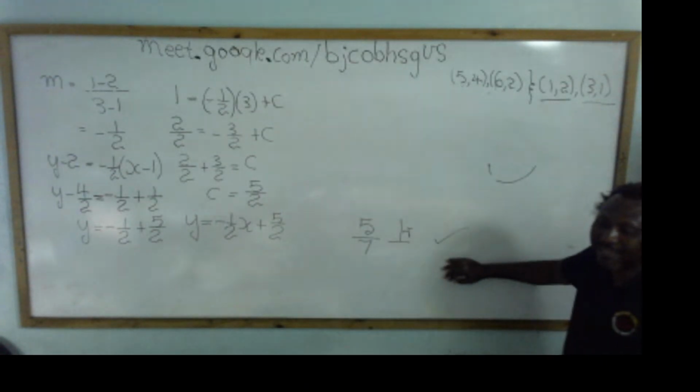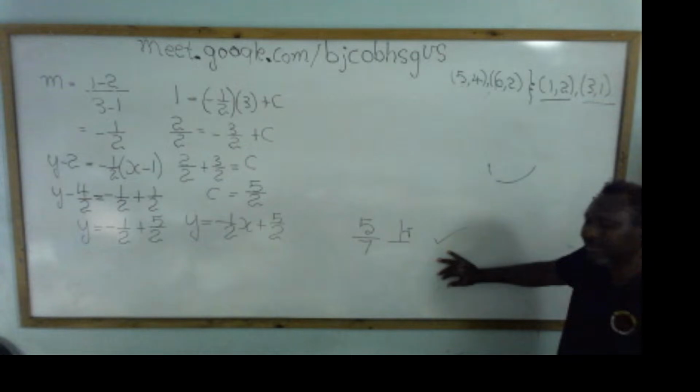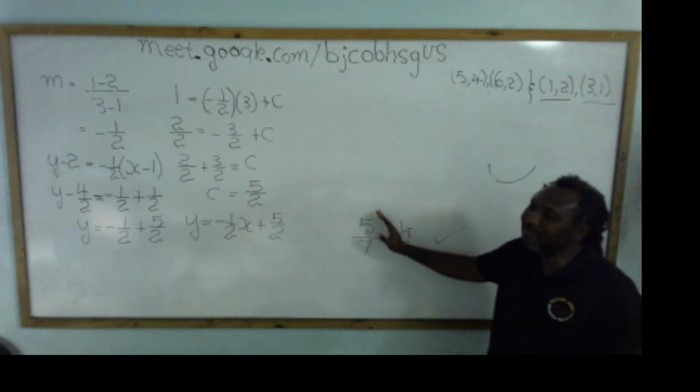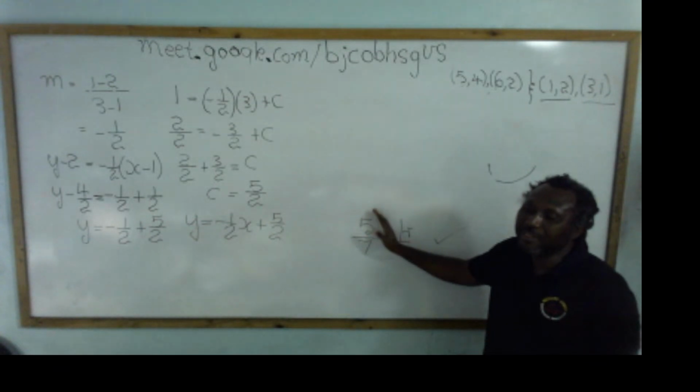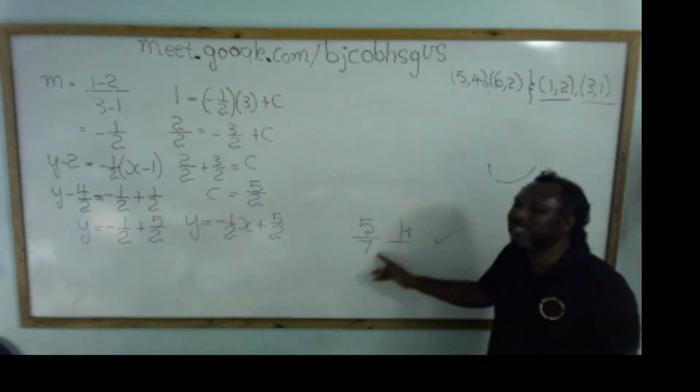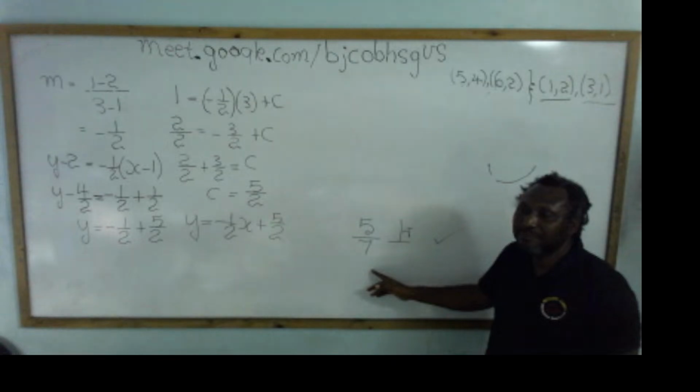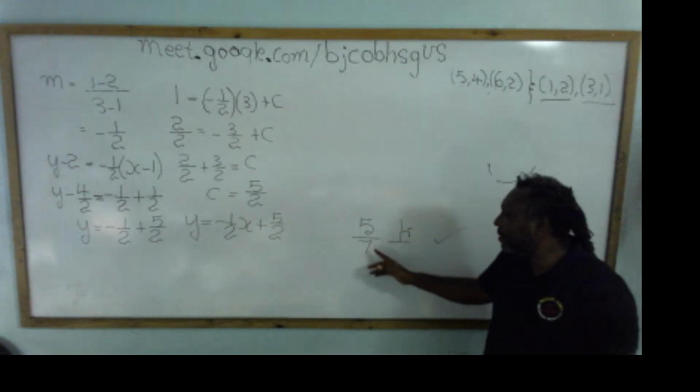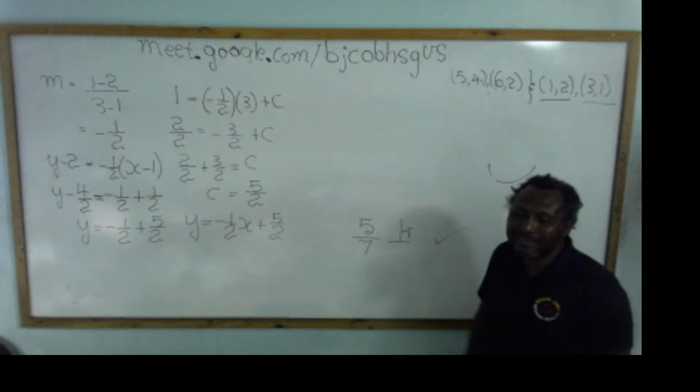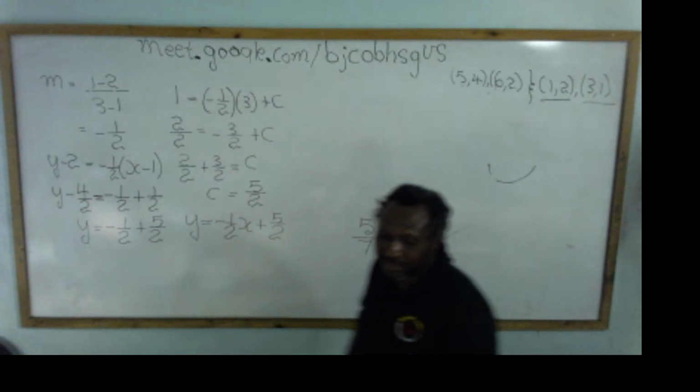So make an attempt at this. This one is not so critical. The others that I put on the board will be critical though. This is the gradient of the line. We want the gradient of the line that is perpendicular to this one. And of course, when we multiply the two gradients, the result is negative 1.